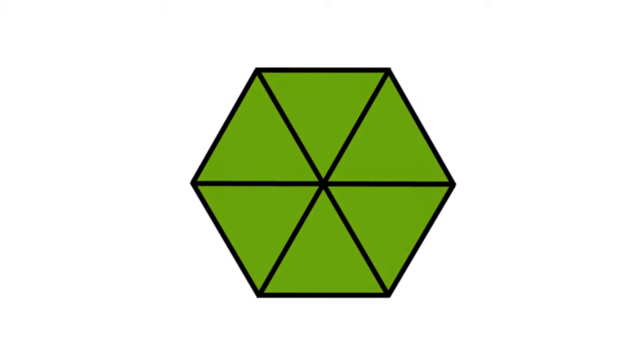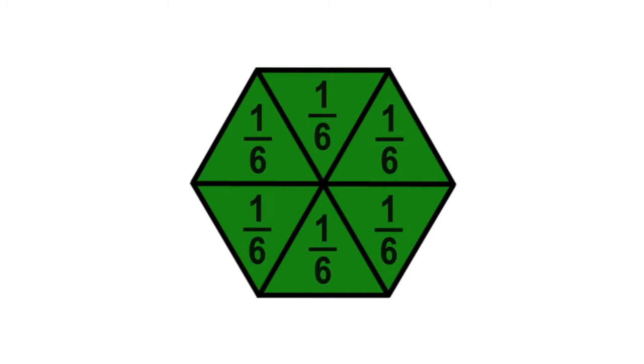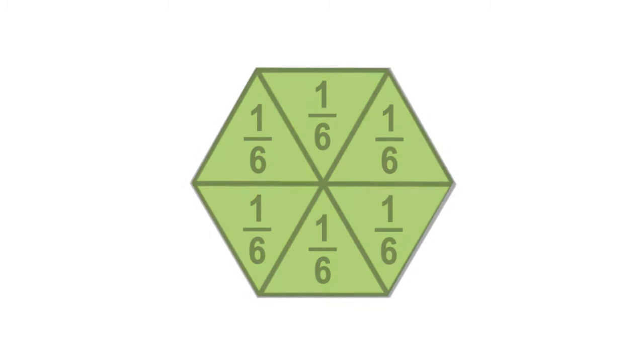Let's use a yellow hexagon and call this our whole. How could we model this whole using green triangles? It looks like it will take 6 green triangles to make the whole, so each triangle represents 1/6 of the whole. Now let's take 10 green triangles.